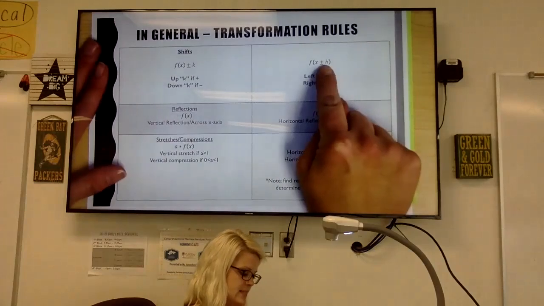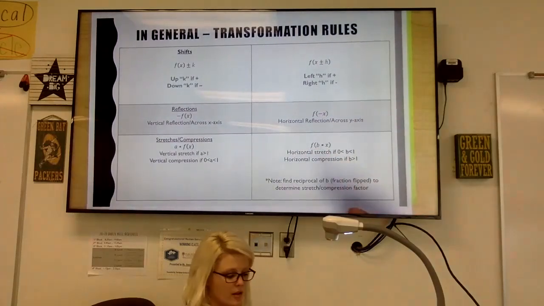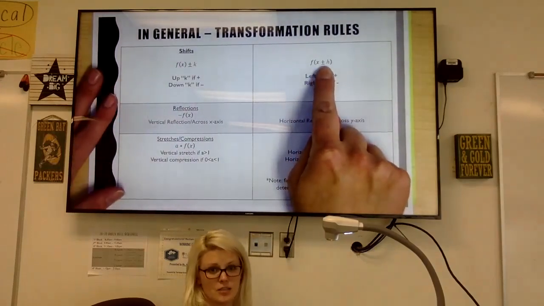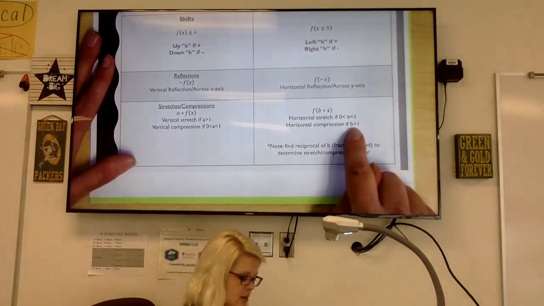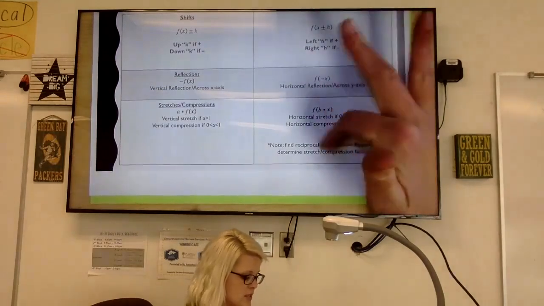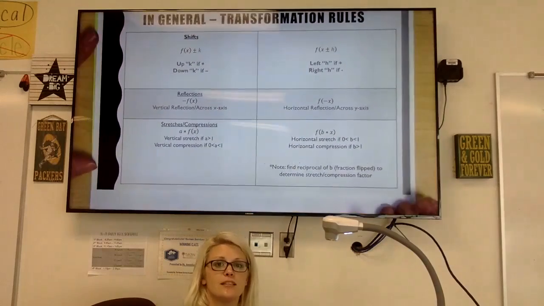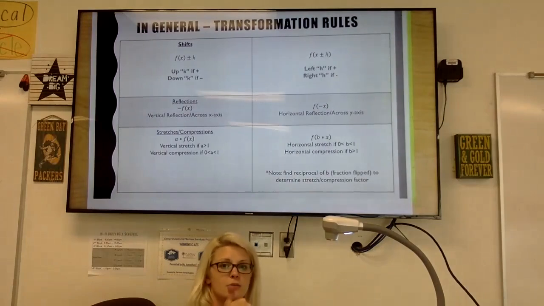Anything happening inside your function is a horizontal change, and it's annoying because a plus really means left, a minus really means right. A big number really means compression, and a small number really means stretch. So those are the things that get kind of weird, but you get to use your notes, so I would write this down so you have all the rules and you don't forget. Pause real quick.